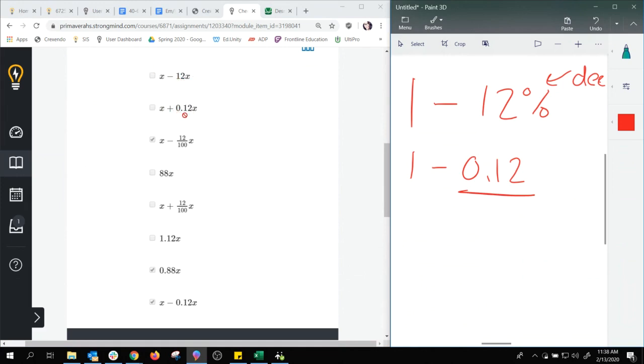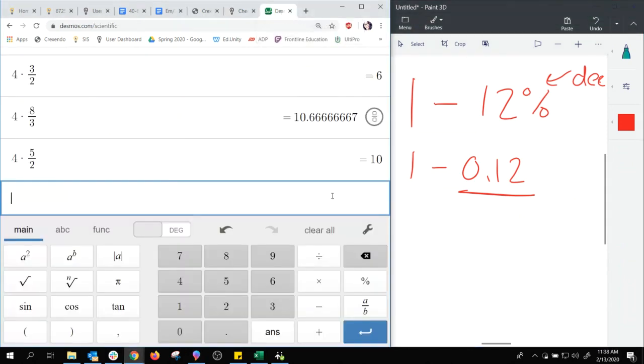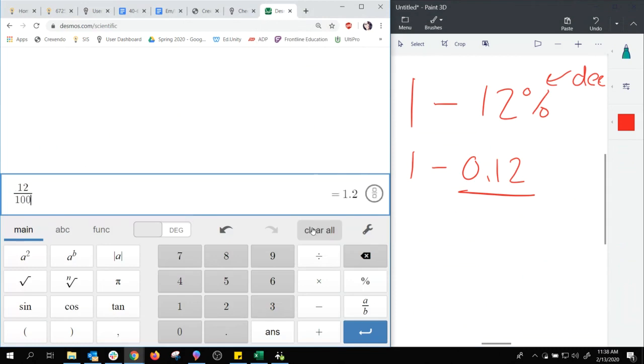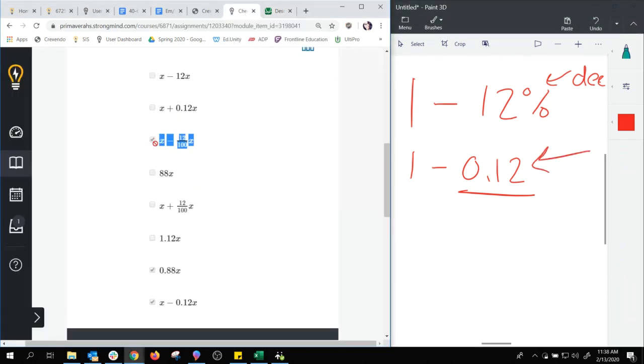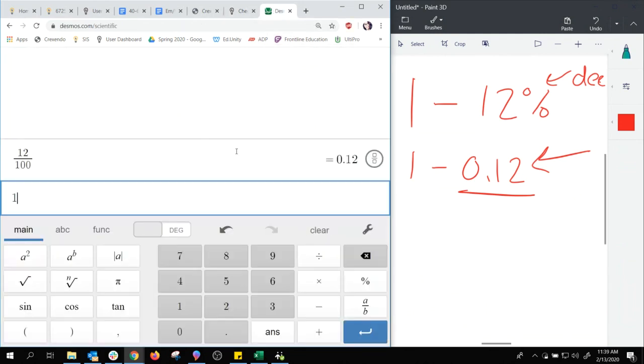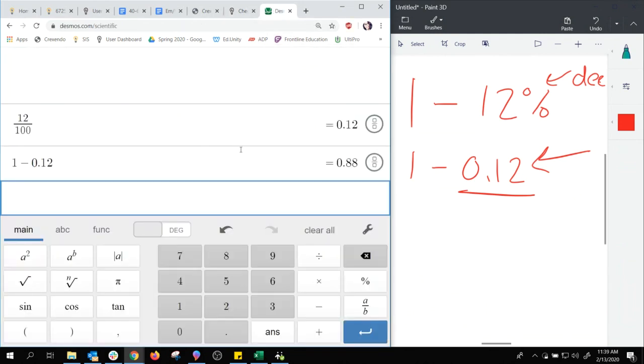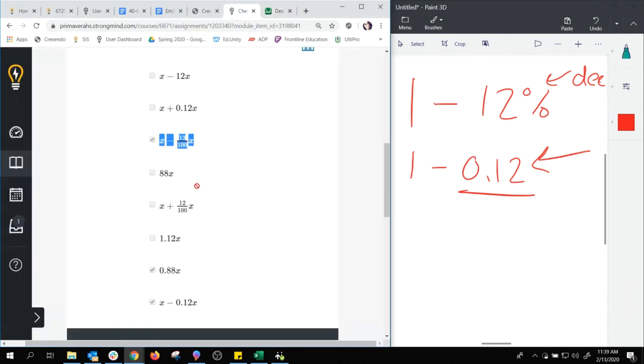The second option here, I'm adding, not what I want. This third option here, now this one is correct, and you have that 12 over 100. If you were to take 12 and divide it by 100, you get this 0.12, which is the same as what we have here, which is why this one works. This 88 does not work because if I do 1 minus 0.12, I get 0.88, right? So 0.88 is not the same as a regular 88.